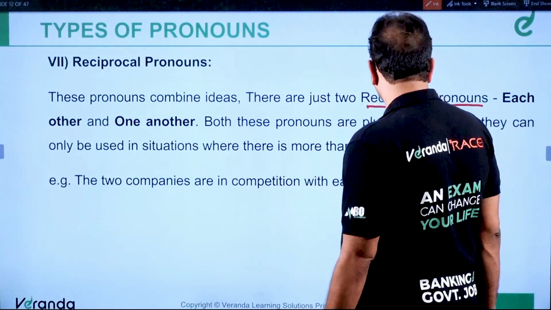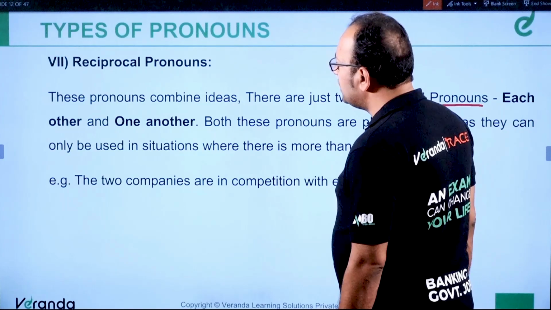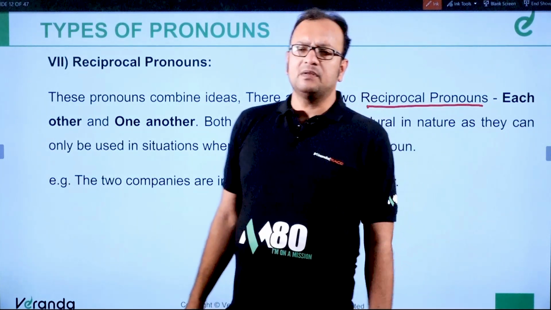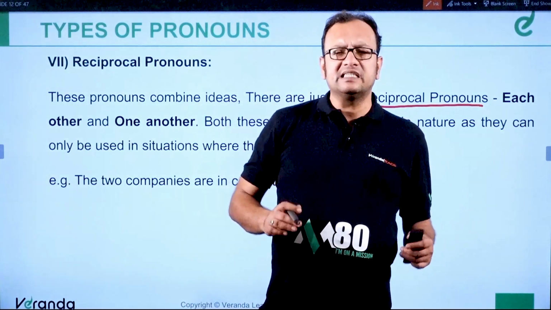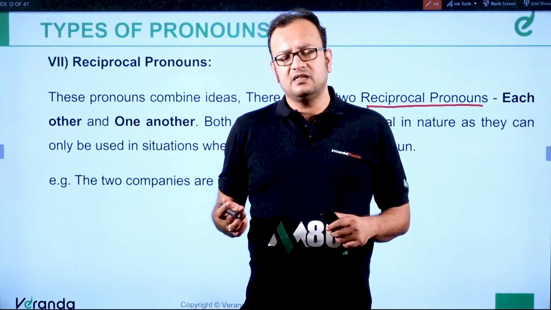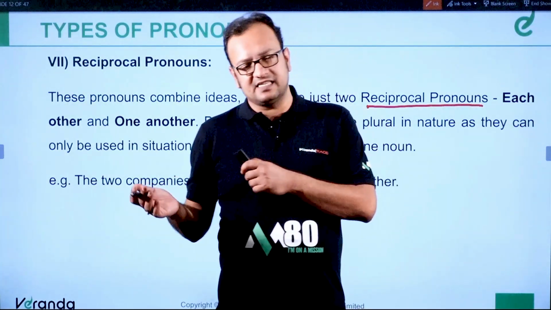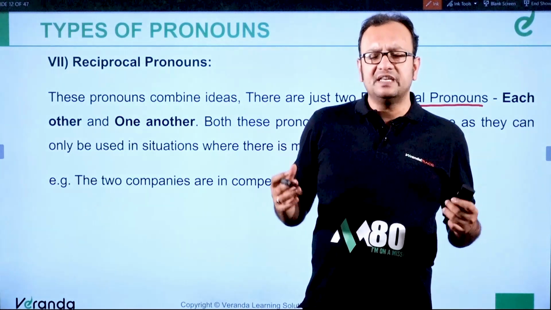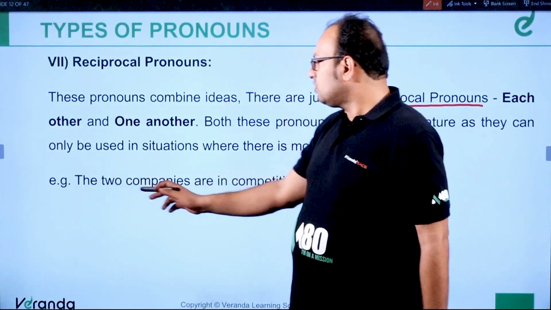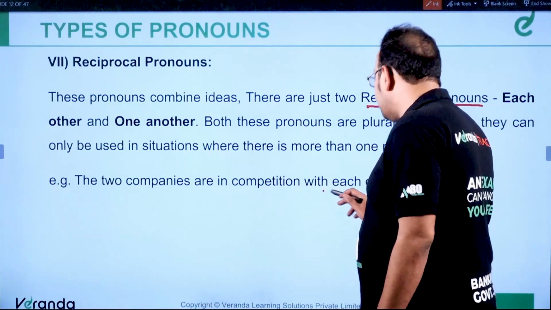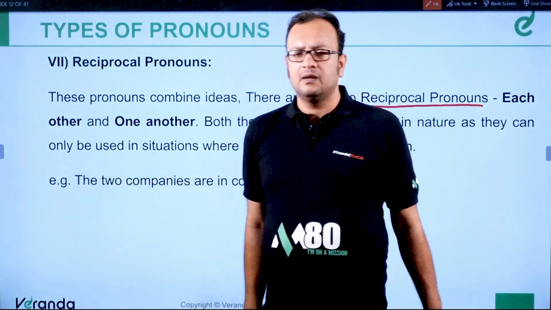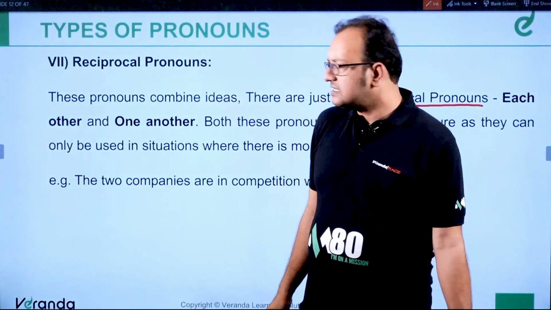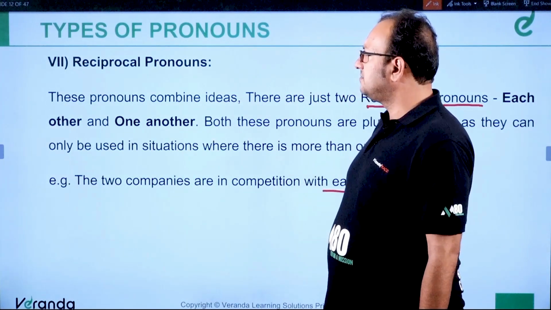Both these pronouns are plural in nature, as they can only be used in situations where there is more than one noun. For example, if I say, the two friends loved each other, the citizens love one another. For two people, each other. The two companies are in competition with each other, because we are talking about two companies. But if there were more than two companies, we say one another. Clear? Okay, moving ahead.